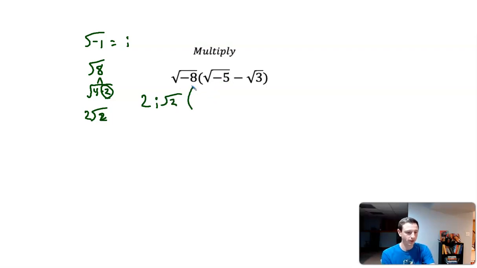Times, pull out i from the square root of -5. So I'm going to pull out i in square root of 5. That doesn't simplify down, so I'm just going to leave that as square root of 5, because 5 is not a perfect square or anything. Nothing goes in. 5 is prime. And then I have the square root of 3. Nothing to pull out there.